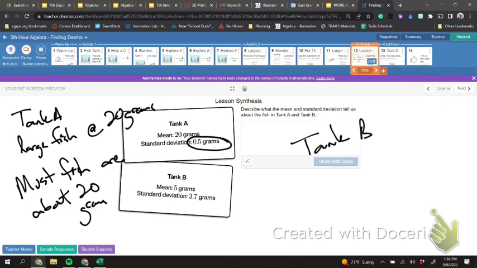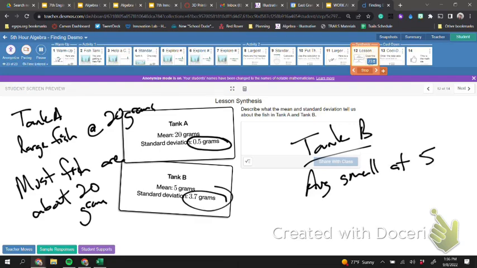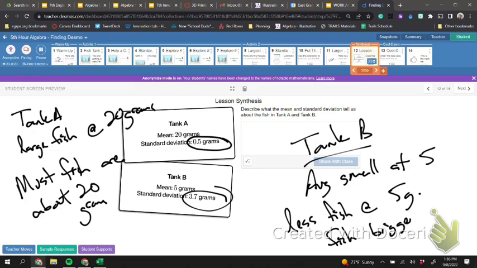Tank B, the average is kind of small. It's at 5 grams, but what does this tell me? Do I have a lot of fish around 5 grams? No. So we could have fish that are quite a bit bigger and smaller than 5. Where in the first tank, tank A, a lot of them are right around 20.